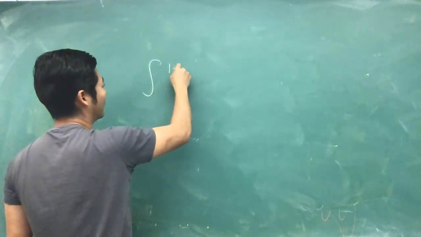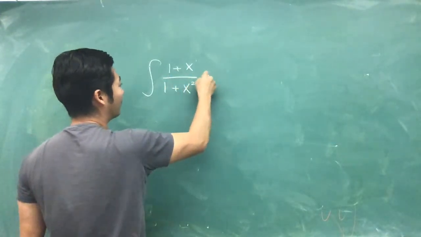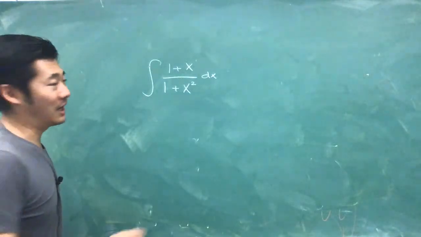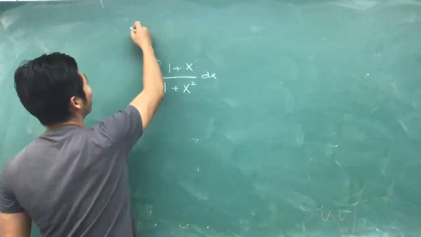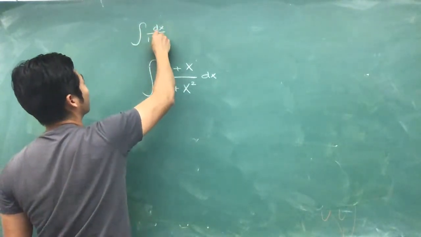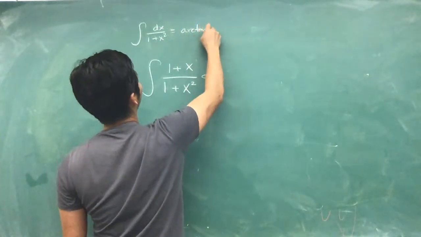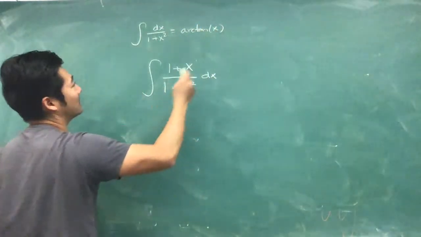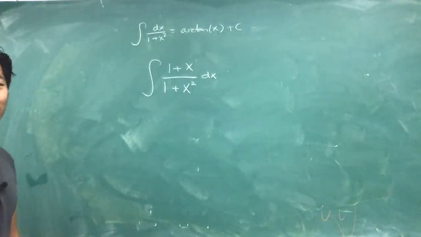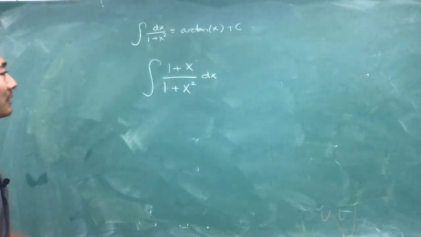So antiderivative of this. And here's one antiderivative you're going to have to know: the antiderivative of 1 over 1 plus x squared is arctangent of x plus c, because the derivative of arctangent is 1 over 1 plus x squared.